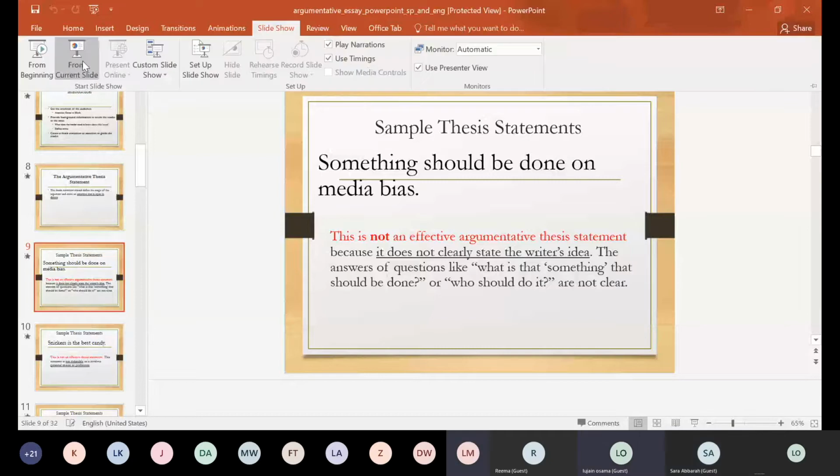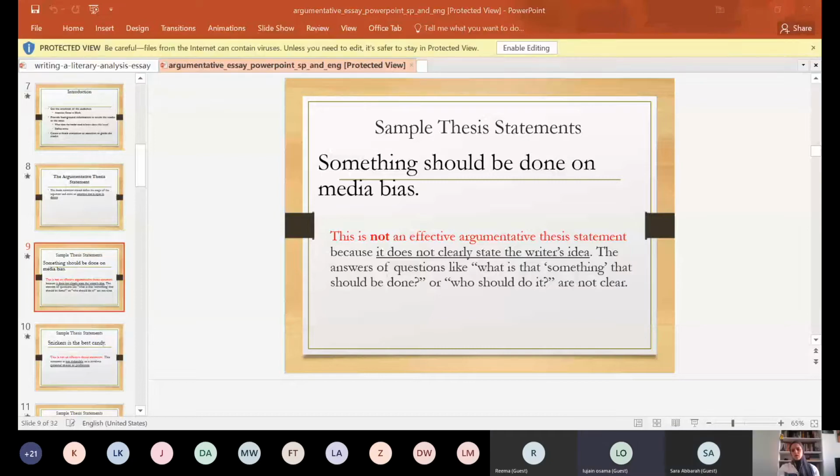Now we can see the sample thesis statement. Okay. I am talking about the thesis statement. What is a thesis statement? The main idea. Something should be done on media bias. This is a thesis statement. Is this accepted or not accepted? Is this a good thesis statement or not? It's not. Why is it not? Because it's too broad. Excellent. Who says it's too broad?